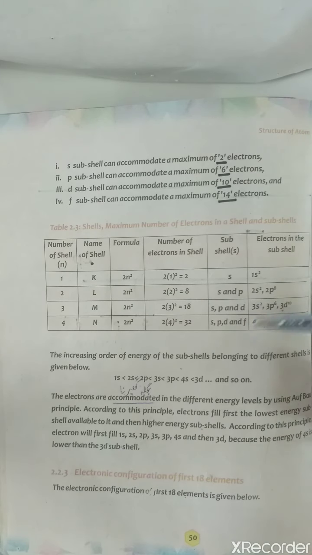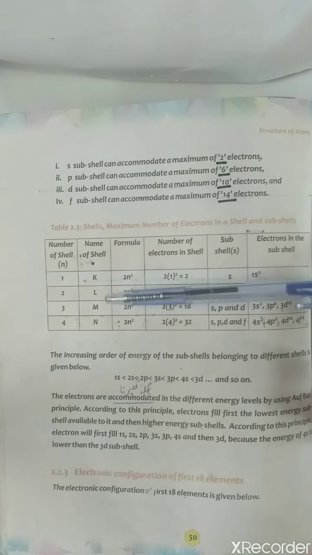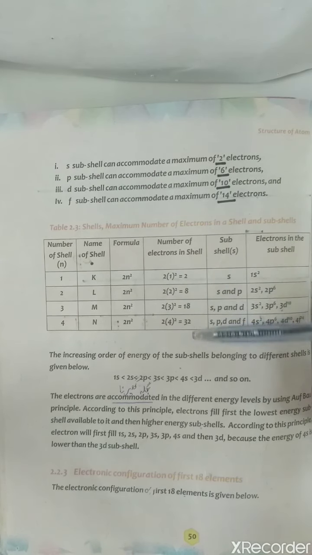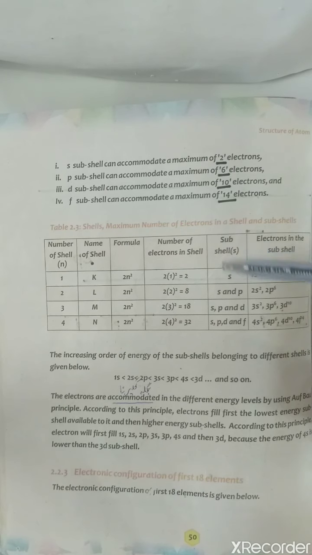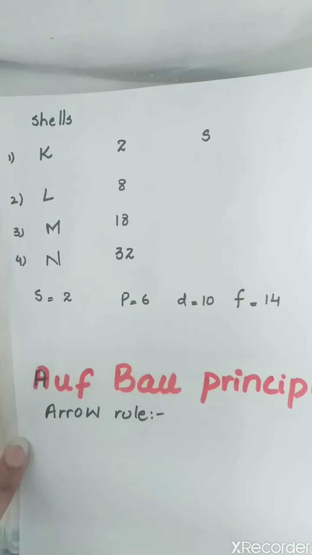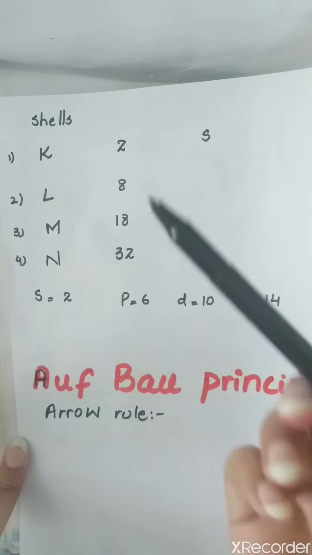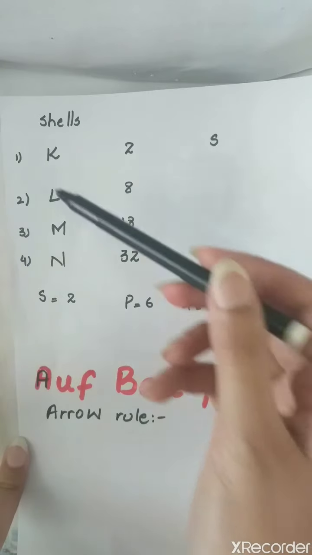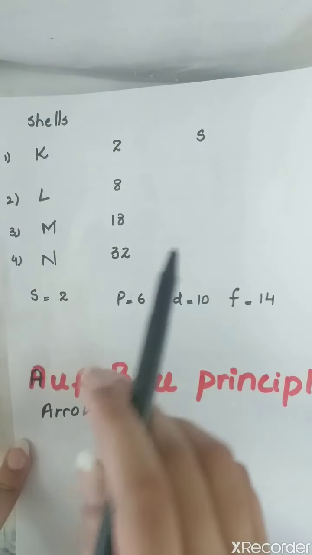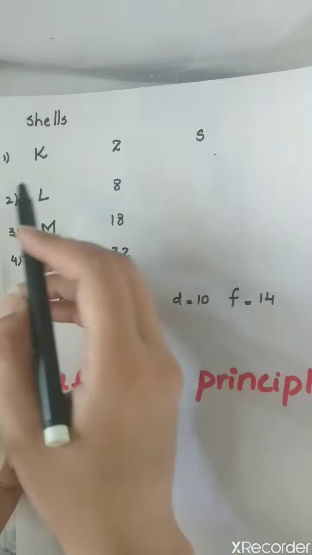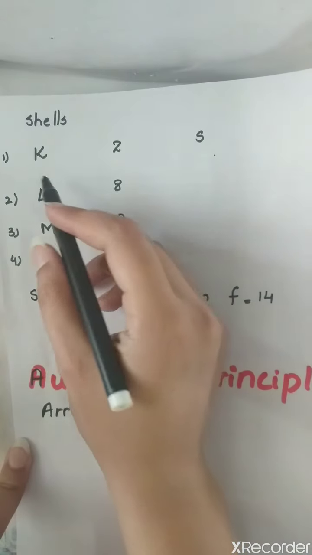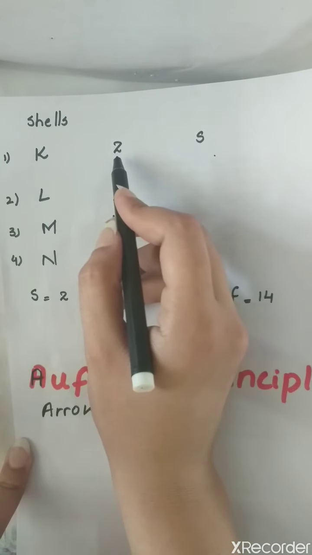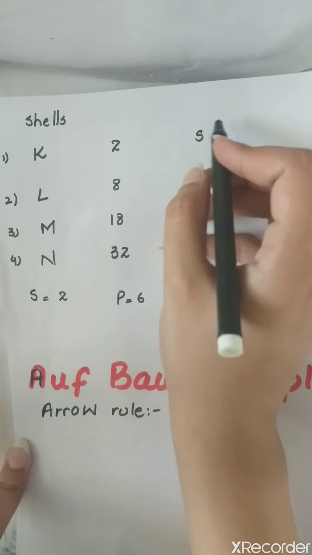Here we have the table in which it is showing the shells, how many electrons are accommodated in them, and in which subshells how many electrons are accommodated. So according to the 2n square formula, you have already found out the number of electrons in these shells. Let's find out the number of subshells in these shells. So the K shell can accommodate only 2 electrons. That is why we are going to add only S subshell.